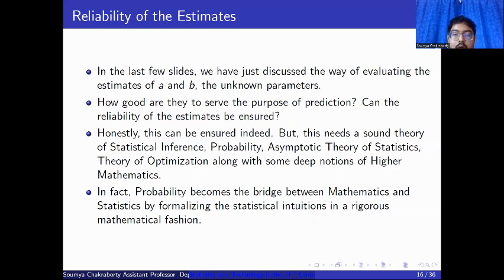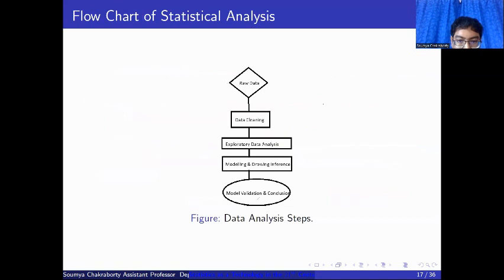Now, this needs sound mathematical knowledge of statistical theory, probability theory, asymptotic statistics, and some deep notions of higher mathematics. As this talk is mainly for a general audience, I am not going to discuss those things. We need to study different aspects of mathematical statistics, and most of them are at master's level. So I'm not going to discuss it. I have just given a basic idea of statistical methodology. So this is the basic flowchart which I have just discussed.